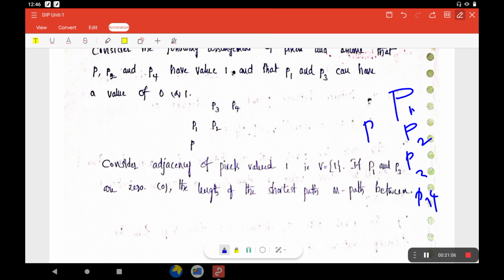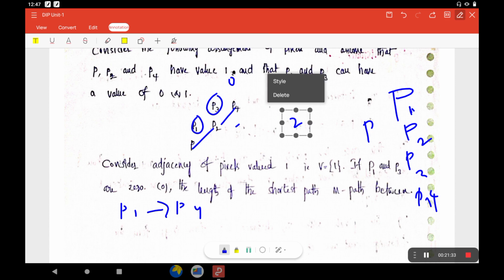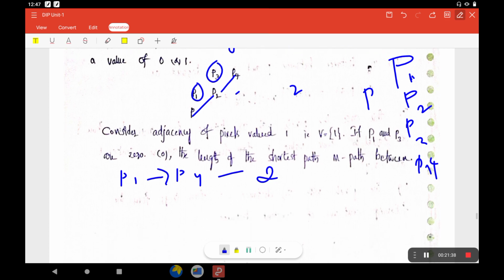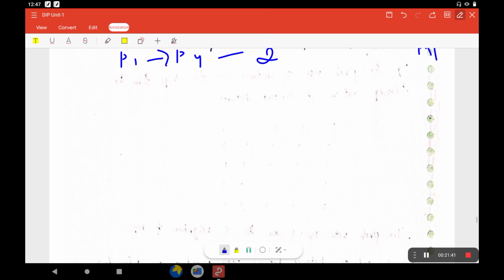If P1 and P3 are 0, what is the length of the shortest M path between the pixels? Suppose P1 and P3 are 0, this value is 0, this value is 0. Then obviously the distance between P1 and P4 is only 2. This is 1 unit, this is 1 unit. So the distance is only 2 units, right?